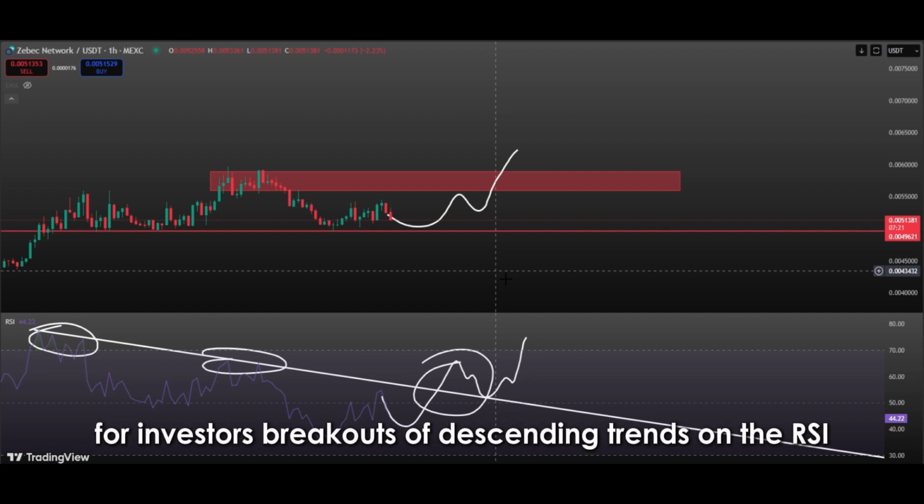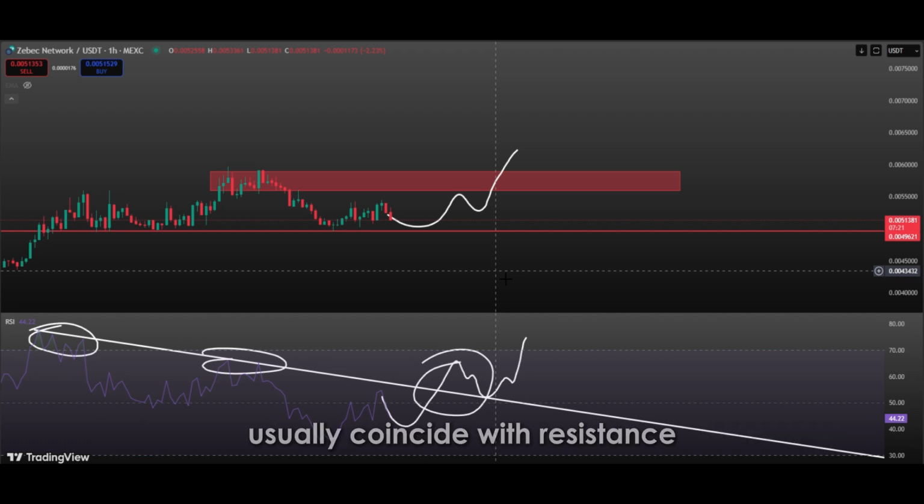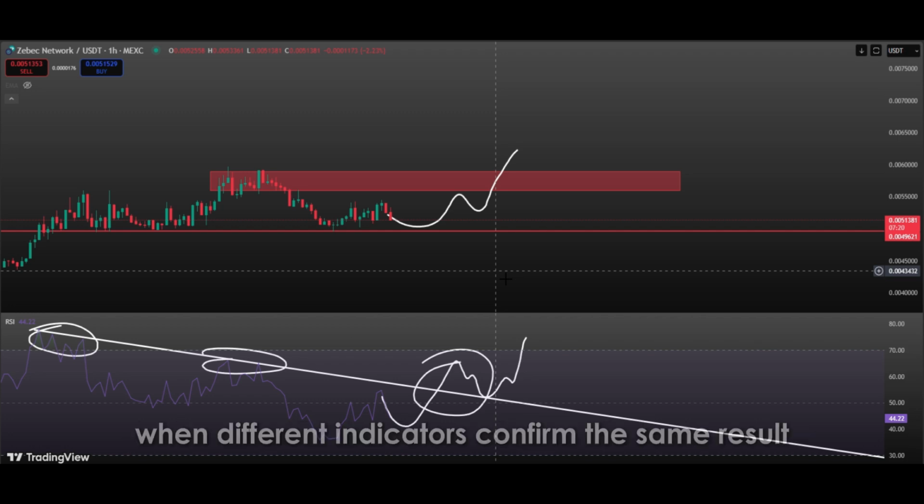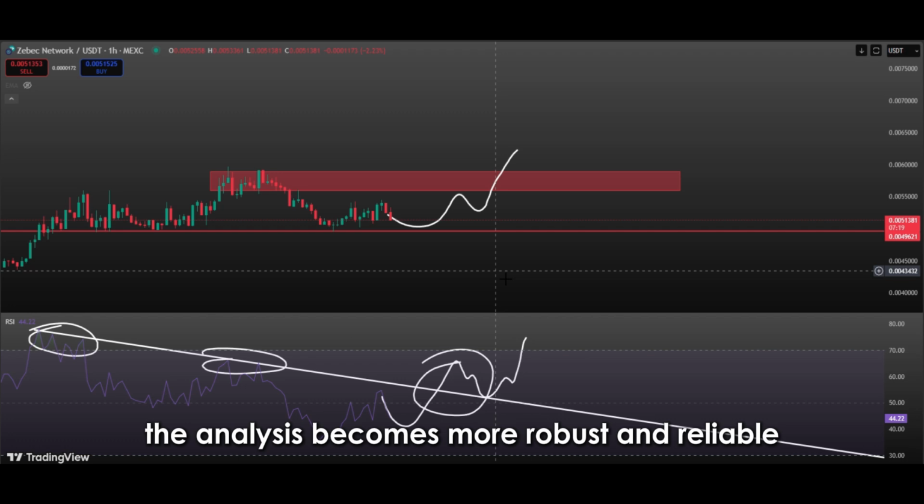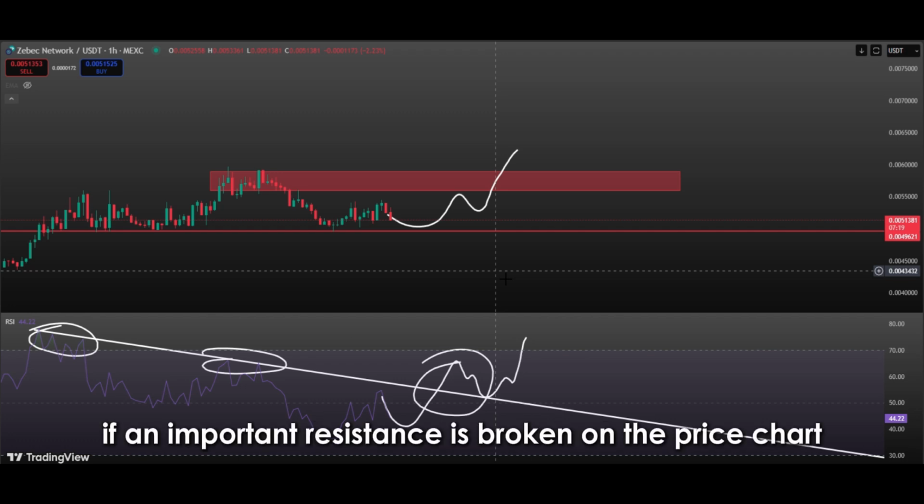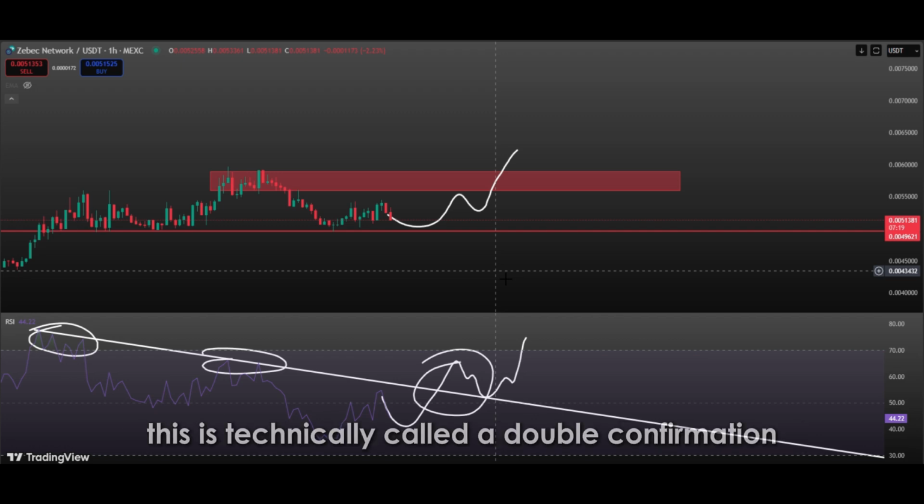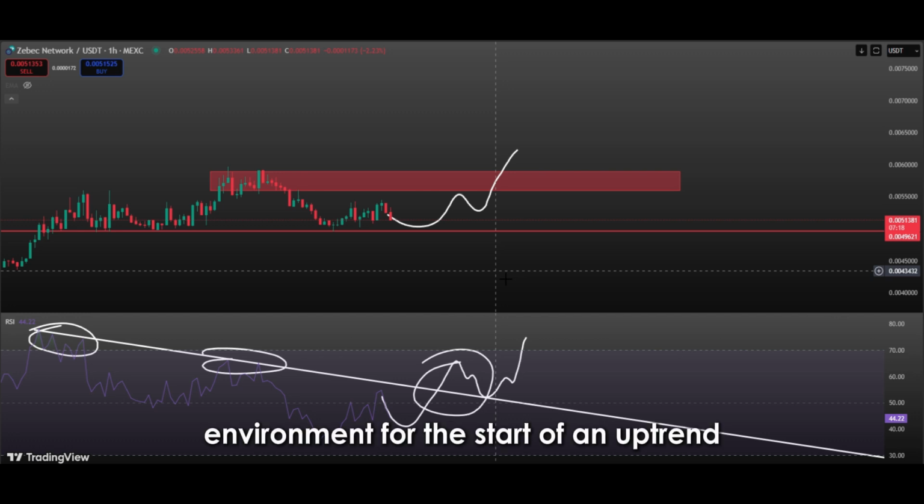For investors, breakouts of descending trends on the RSI usually coincide with resistance breakouts on the price chart. This is one of the best aspects of technical analysis. When different indicators confirm the same result, the analysis becomes more robust and reliable. If an important resistance is broken on the price chart along with the RSI's descending trendline breakout, this is technically called a double confirmation and creates an ideal environment for the start of an uptrend.